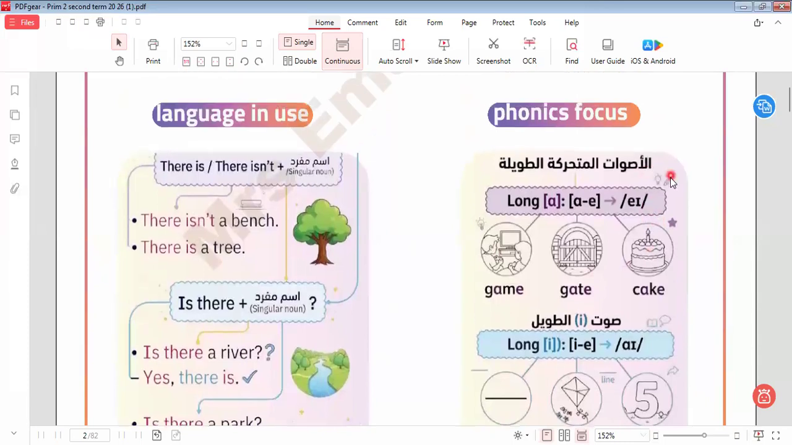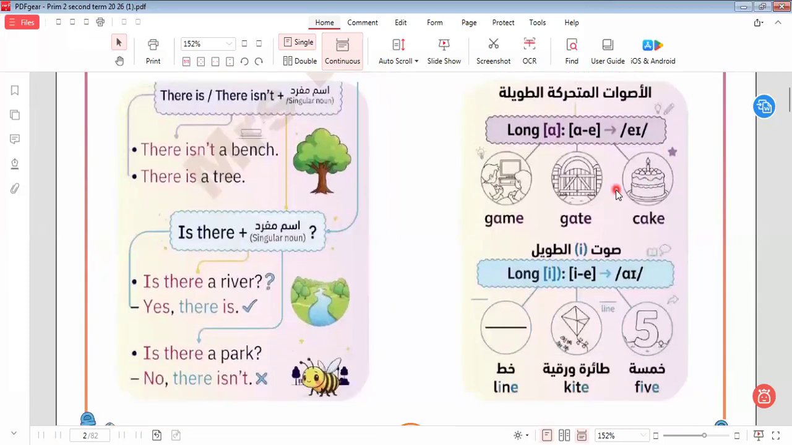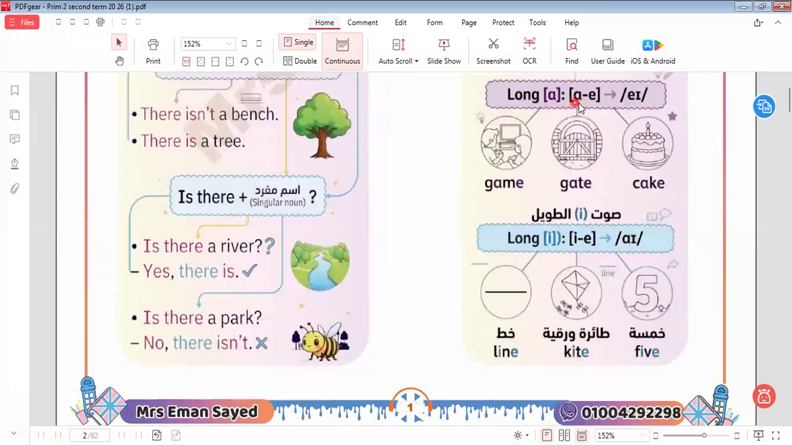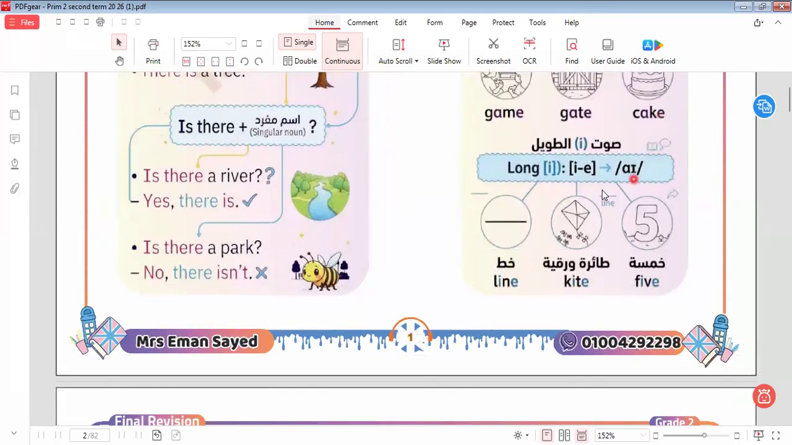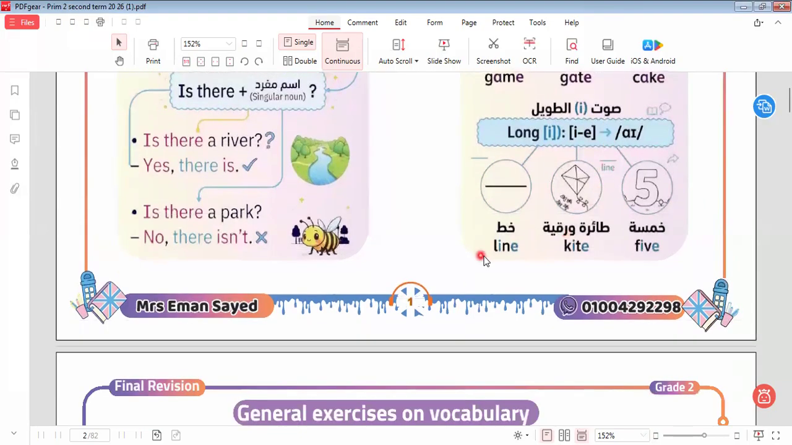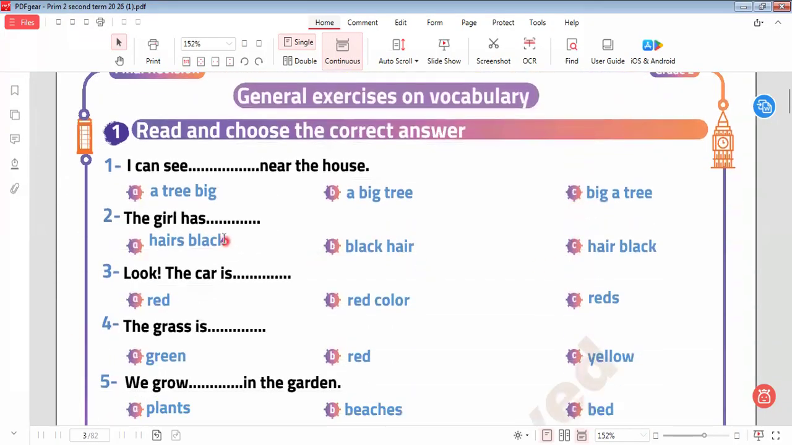In this part we learn the phonics, which is the long vowel A, like this one. Here we have gain, gate, cake. The long vowel I: we have here lion, kite, fight. Let's do the exercises together.